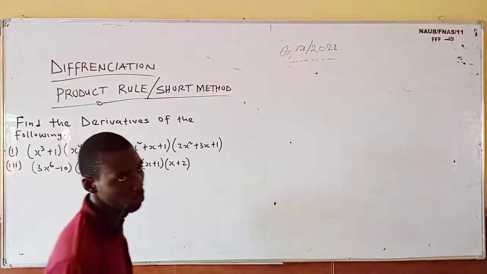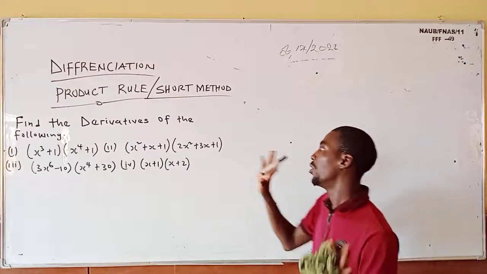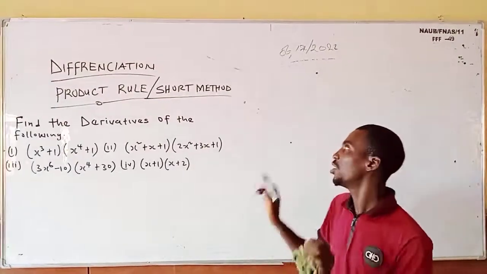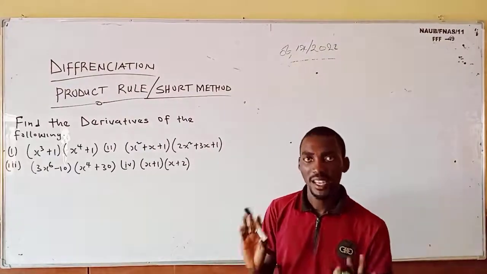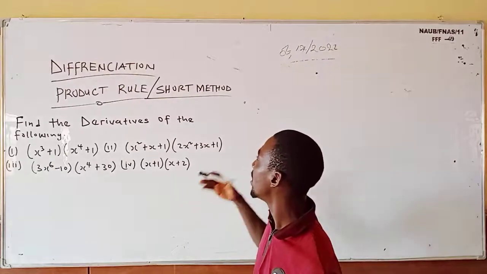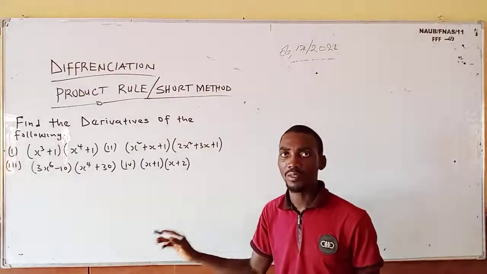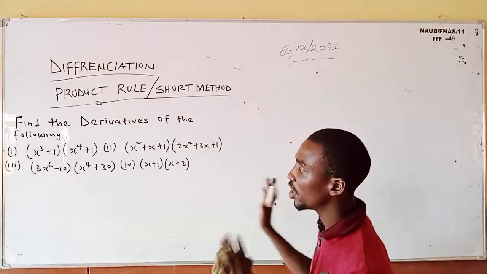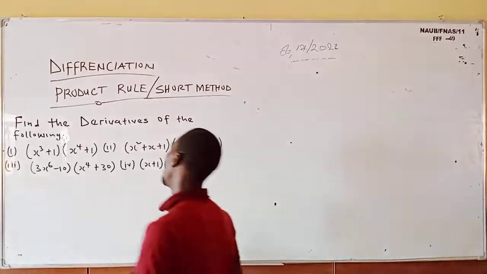Still under product rule, but in this lecture, we'll be considering the short method. This short method will help WAEC students, JAMB students, A-level students, even university students. You cannot be in a JAMB hall where you are writing your JAMB and be using the long method to solve product rule questions. There are always shortcuts. I want you to understand this now.